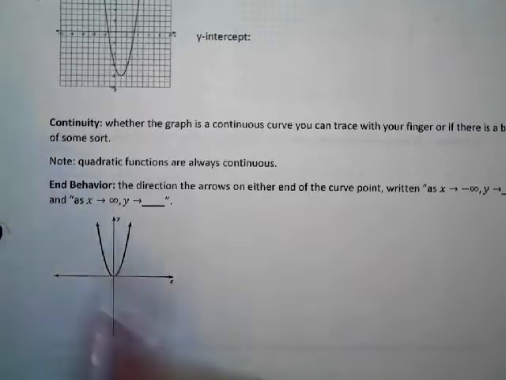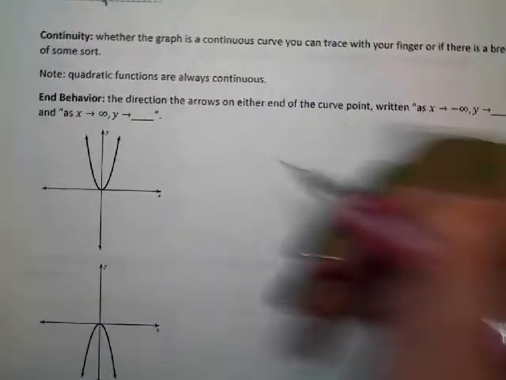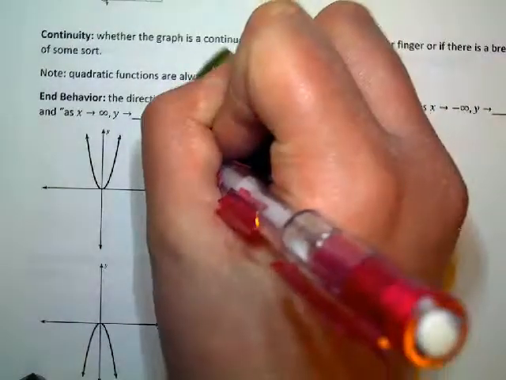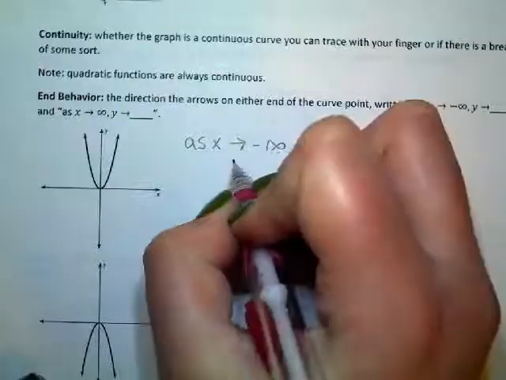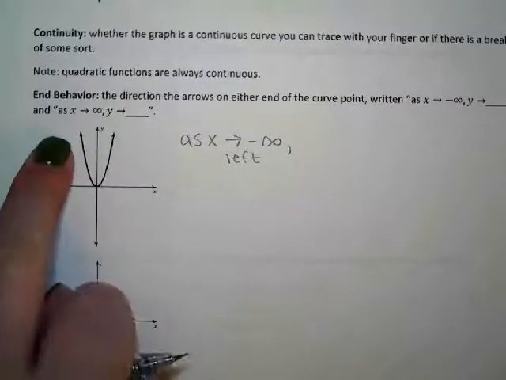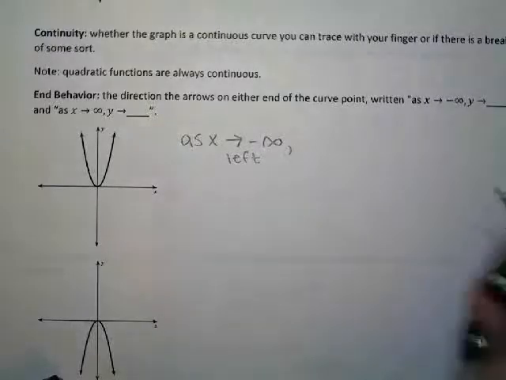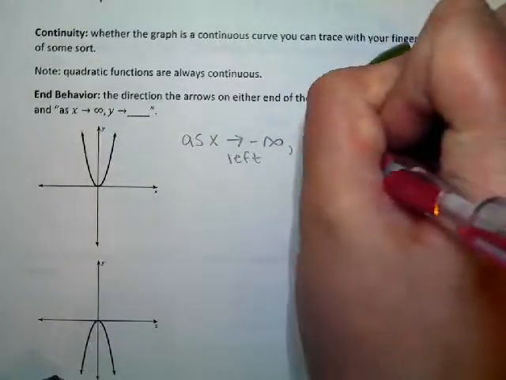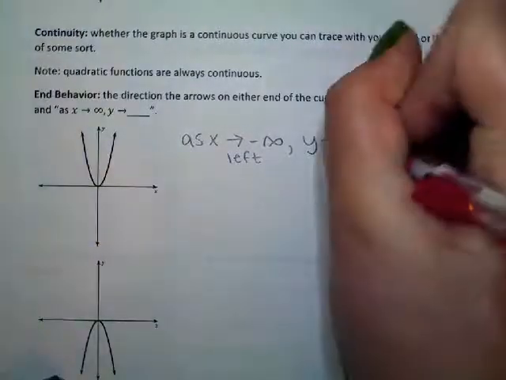Let's talk about the arrows. So we still do the same thing where we say as x goes to negative infinity, so this is us talking about a left arrow. So if we look at this picture, when we look at the left arrow, what do we notice? What is the left arrow doing? Is it going up or is it going down? It's going up, so we're going to say y goes to, and how do we say that y is going up? Yep, positive infinity, so we say up, the left arrow goes up.